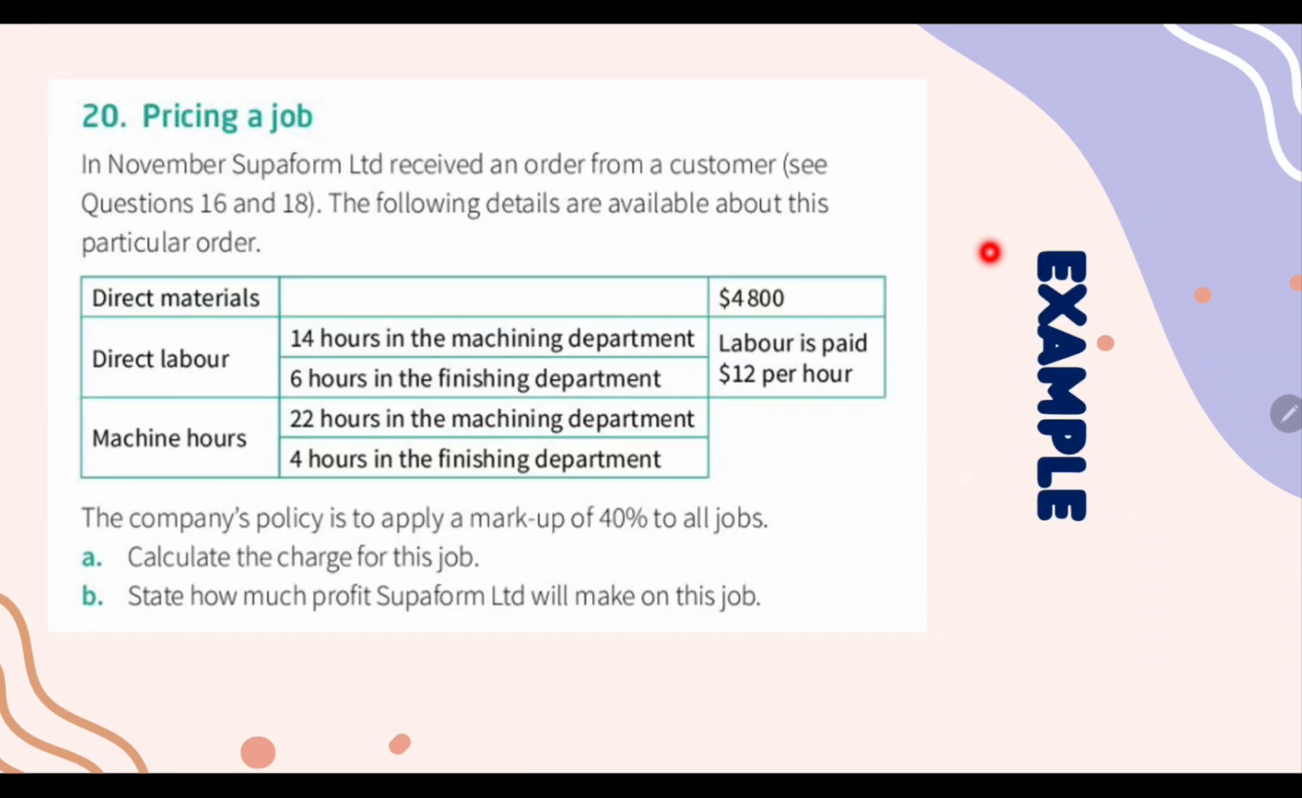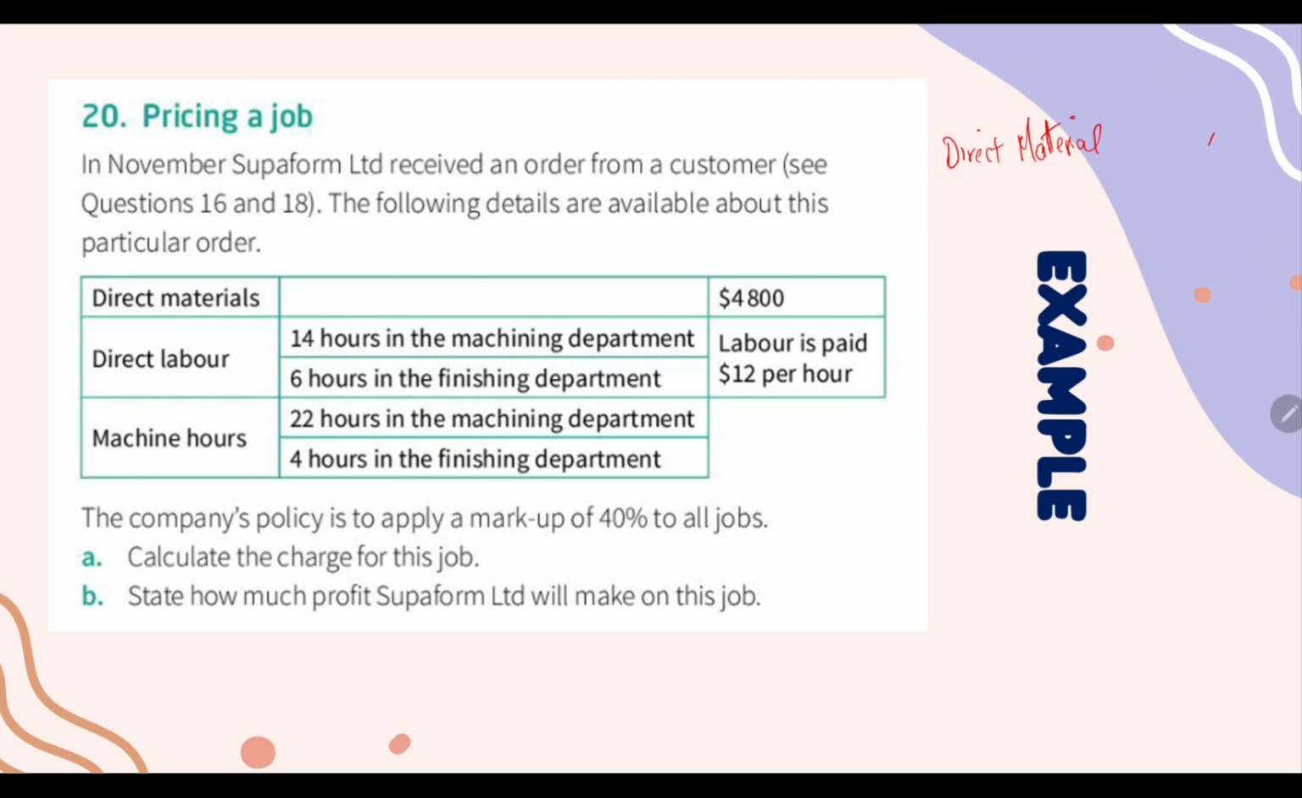All right, let's look at the final part. So let's price a job. In November, the following details are available. We are asked to calculate the price for the job and then state how much profit the person will make. So let's go pricing a job. The very first thing we're going to do is have our direct material, or you can put pricing of the job at the very top.